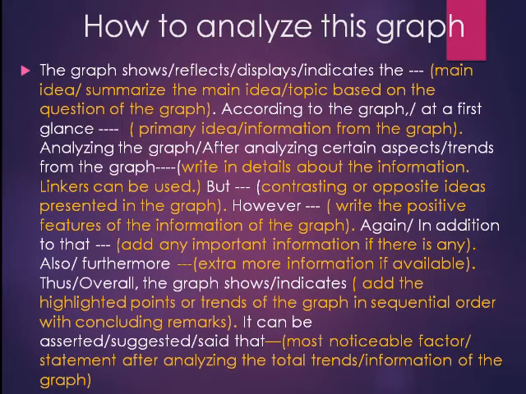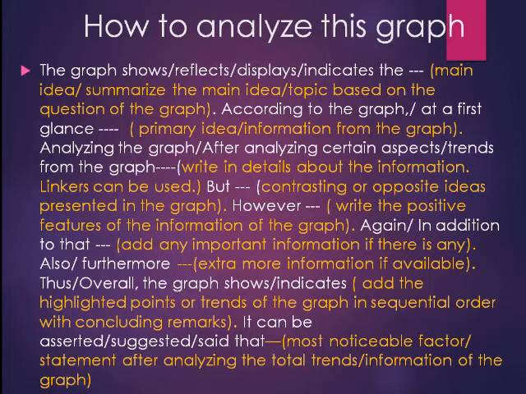And then in the "according to the graph" or "at a first glance" sentence, you will have to use the primary idea or information from the graph. And then you will have to analyze in the next line, "analyzing the graph" or "after analyzing the certain aspects or trends of the graph." There you will write in detail about the information that will be provided, and you must use the linkers. Look at that. I have used the first linker, but, and what will you write there? You will have to write the contrasting or opposite ideas present in the graph.